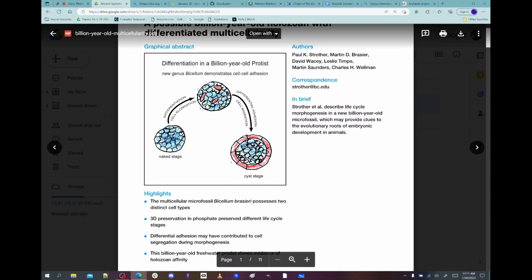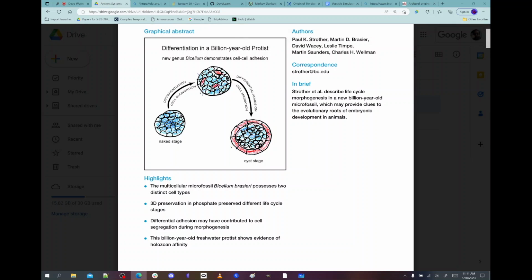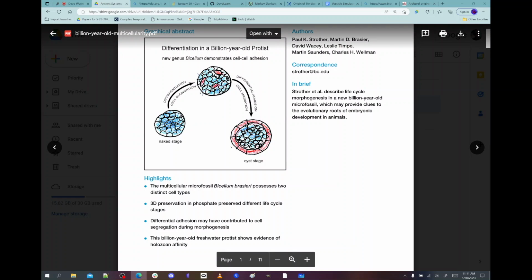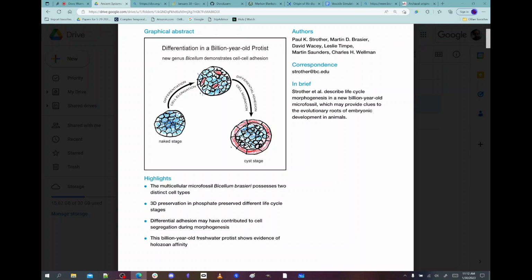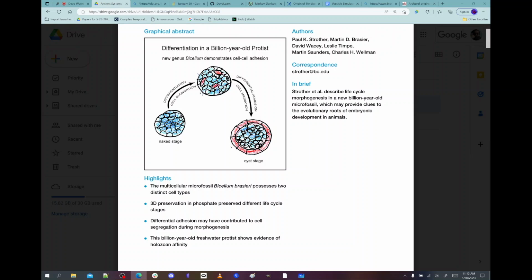So the highlights of this paper are that the multicellular microfossil Bicellum brachyeri possesses two distinct cell types. So you can see the cell types in here differentiating at this stage, these elongated cells and these more rounded cells. And then these push out to the outside and they become what looks like this ring around. This almost looks like an inner cell mass with an outer shell. So this is like the cyst stage. So this is why people say this looks like an embryo. Now it may not be an embryo, but it's doing these same sorts of things that an embryo does.